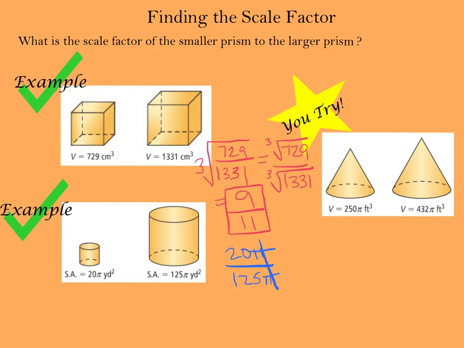Square root of 20, if I simplify it, my calculator can help me with that, or you can do Joe's method or a factor tree. You get 2 radical 5, and the square root of 125, you get 5 radical 5. And what happens then is that these radical 5s cancel, and you know that your scale factor of your smaller cylinder to your larger cylinder is 2 over 5, or 2 to 5. So you go ahead, there's an example there with cones for you to do.